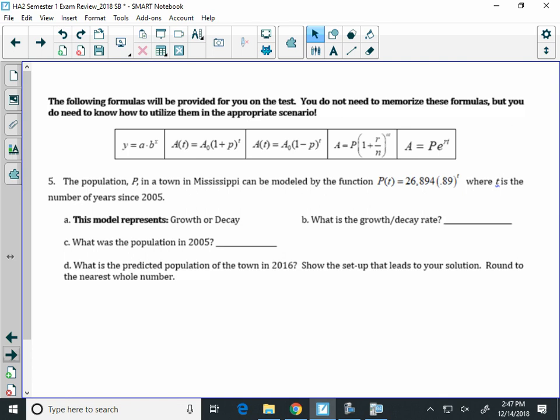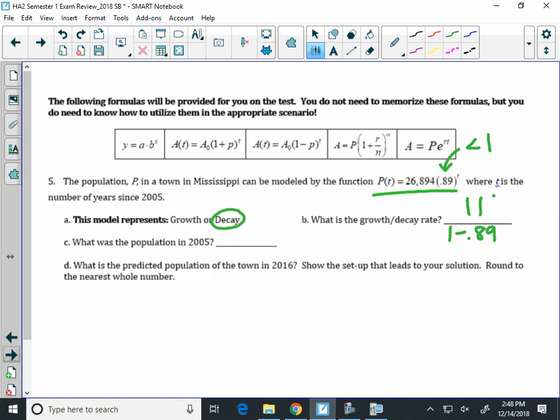So number 5 says the population of a town in Mississippi can be modeled using this equation. T is the number of years since 2005. It wants to know, does this model represent growth or decay? To determine that, you're going to look at the value in the parentheses, 0.89. Because 0.89 is less than 1, this is going to be exponential decay. Now, we want to know, what is the rate of decay? What percent are you decaying by? Well, when it's percent decrease, you have to take 1 minus the rate in the parentheses. 1 minus 0.89, which is 0.11, or 11%.